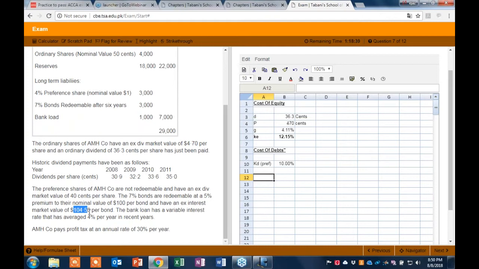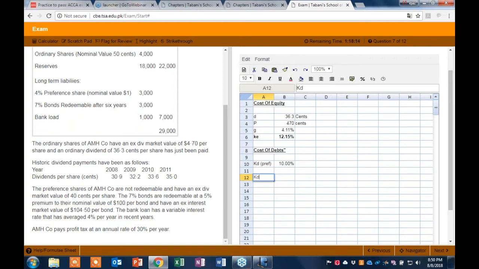So if we are able to calculate the rate of return for the investor, the same rate of return will be the cost of debt for the company. So it means that we have to calculate the IRR of this investment in the same way as we were calculating IRR in our investment appraisal topic. So we have to calculate the IRR of this bond, which will be the cost of debt for the company. So how we calculate it, let's see.